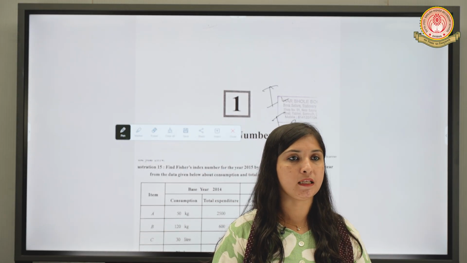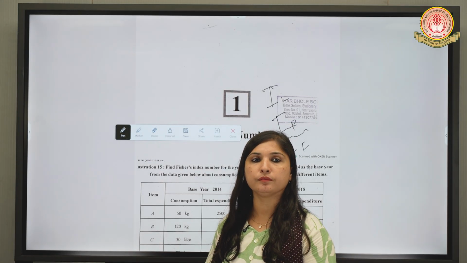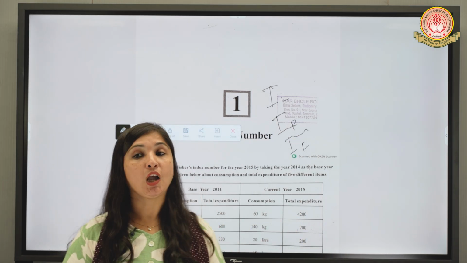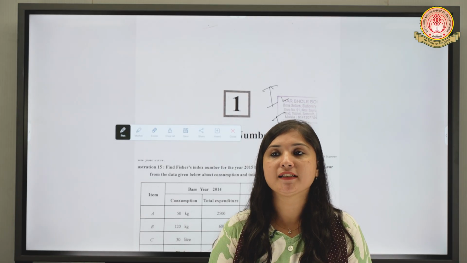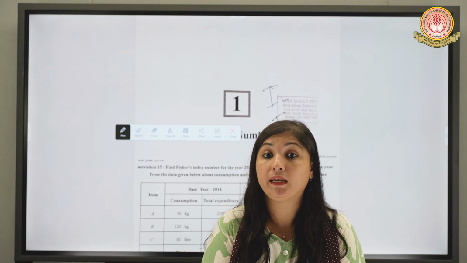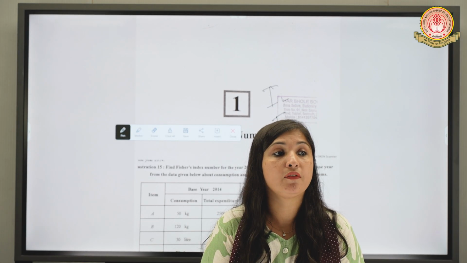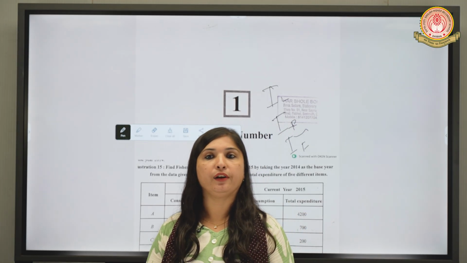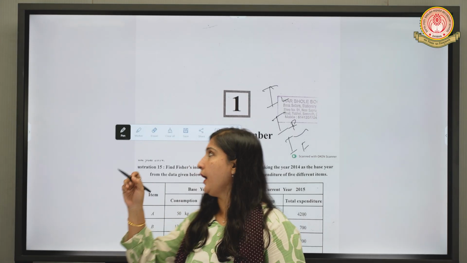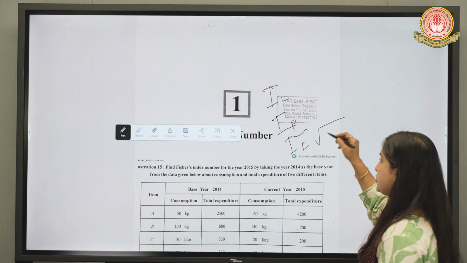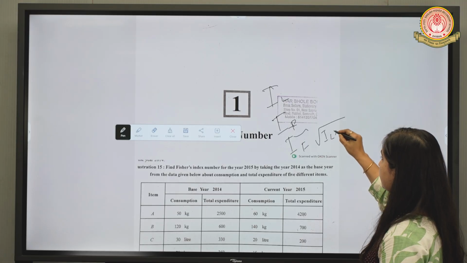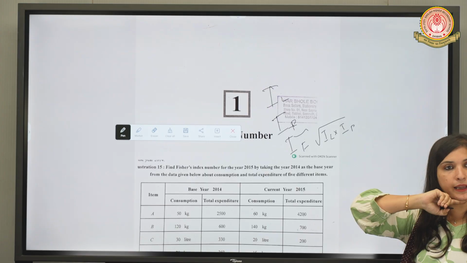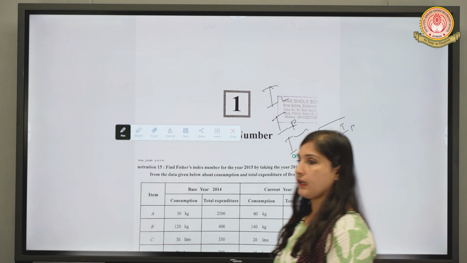So it is last year's index number. To find past year's index number, what do we do? Summation P1 Q1 divided by summation P0 Q1 into 100. And to find Fisher's index number, we just take the square root of last year's into past year's, that is IL into IP, and we get IF. Okay, so these formulas are clear to you.